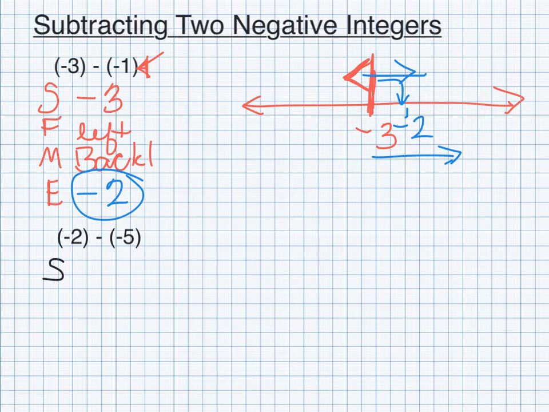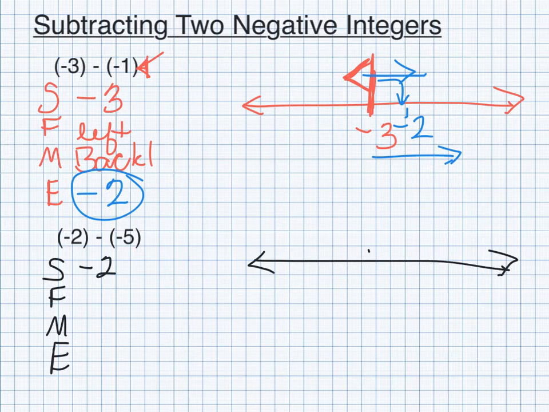Same every time. Start, face, move, end. So I'm starting at negative 2. Draw my number line. There's my negative 2. Face, I'm always facing to the left while I subtract. So here I am facing to the left.